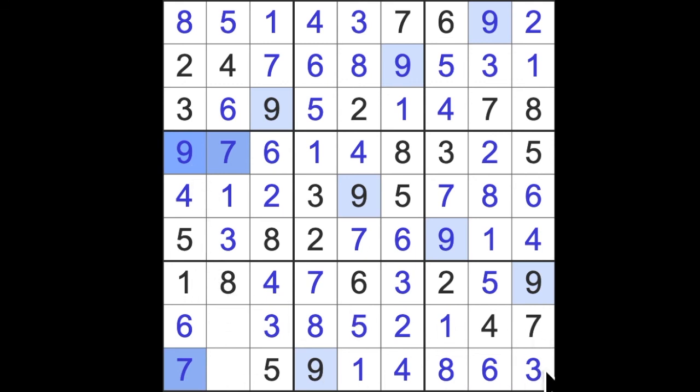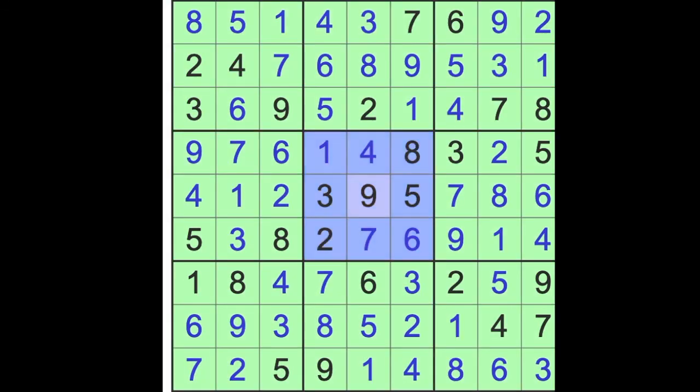Okay. Now we just have 1 number missing across here. The last number here is a 2, and to finish today's Sudoku game, 9 is the last number that we need.